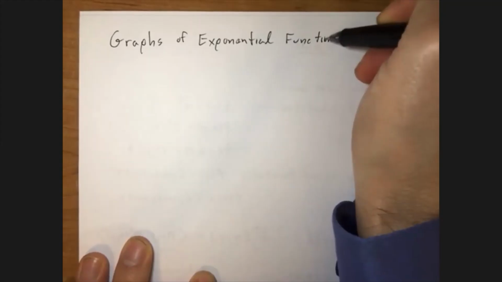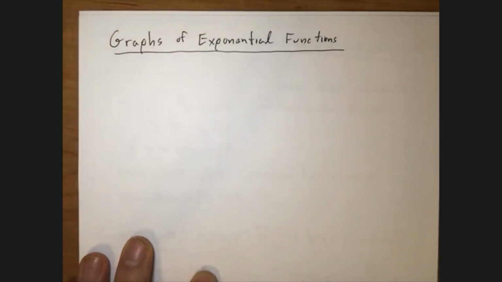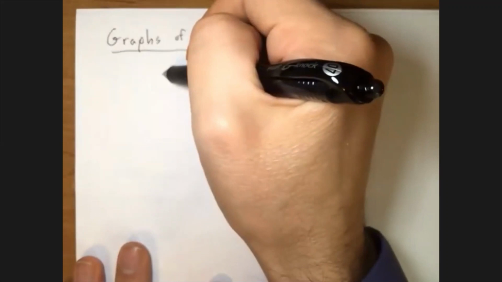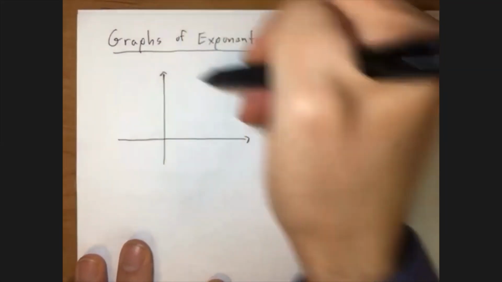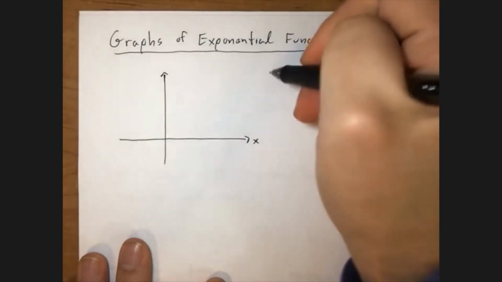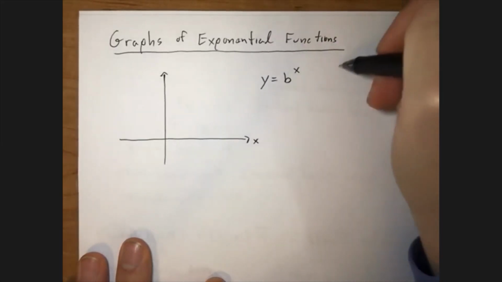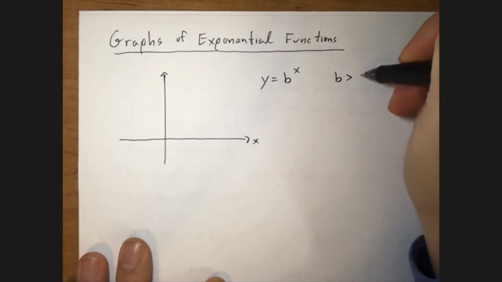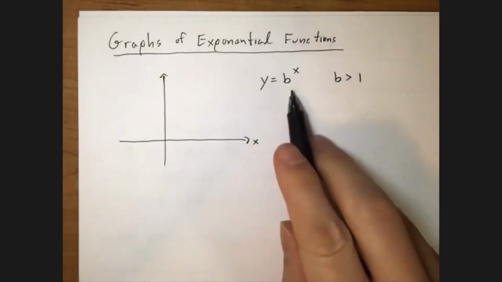Graphs of exponential functions. What we saw was a graph of the function y equals b to the x. And in that case, b was greater than 1. Okay, I had a 2 there.